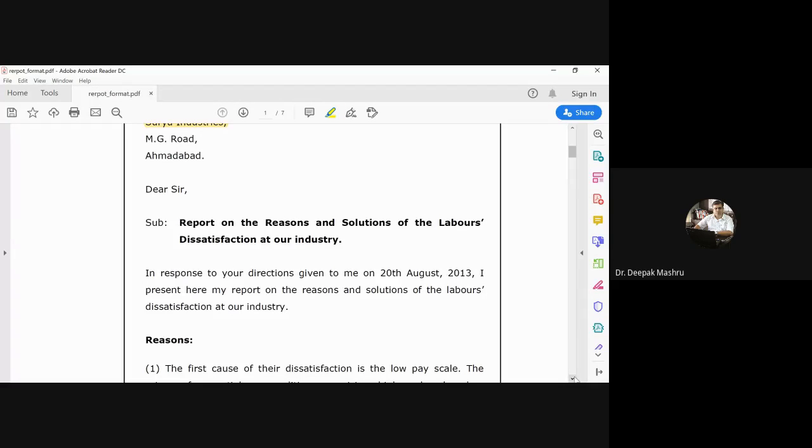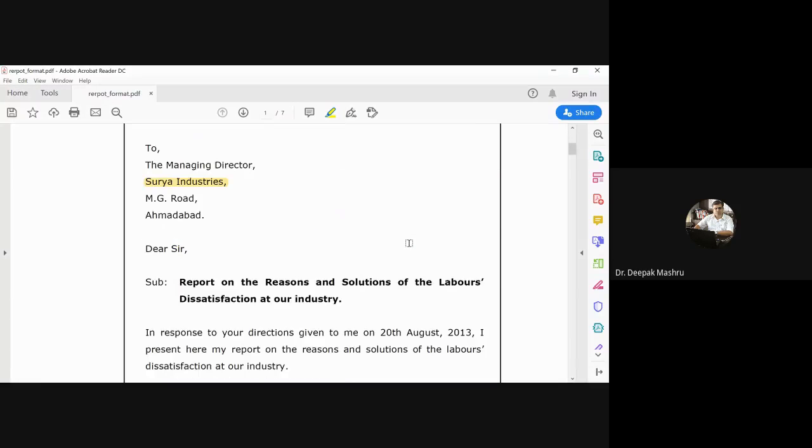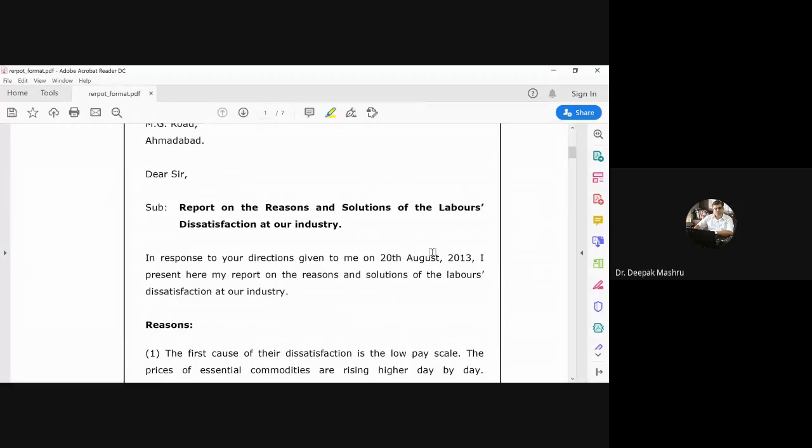Subject: Report on the reasons and solutions of the labor's dissatisfaction at our industry. Now, the question has not been given here. The question is, write a report on the labor's dissatisfaction and what are the reasons and solutions. So you can directly copy the question, rephrase it, and put it there as the subject. Now, the first paragraph will always be related to the reference, that is, from where you got the reference.